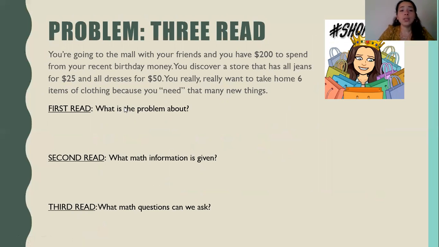So you're going to the mall with your friends and you have $200 to spend from your recent birthday money. You discover a store that has all jeans for $25 and all dresses for $50. You really, really want to take home 6 items of clothing because you need that many new things. So first read, what's the problem about? Type that into the chat box. What is the problem about?